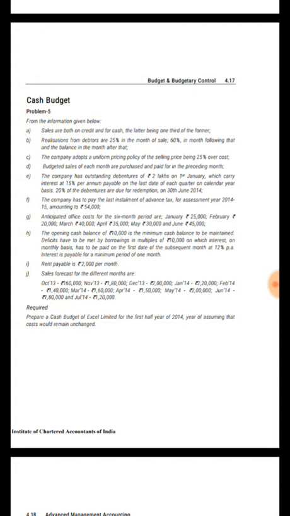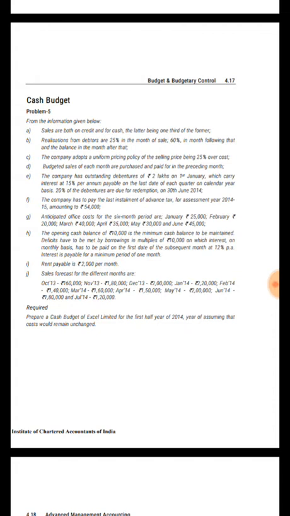Okay, so the latter is 25, means if cash is 25, credit sale is 75, means 3 times of the cash sale. Then realization from debtors are 25% in the month of sale, 60% in the month following that, and balance in month after that.